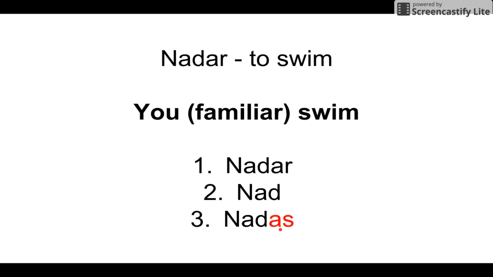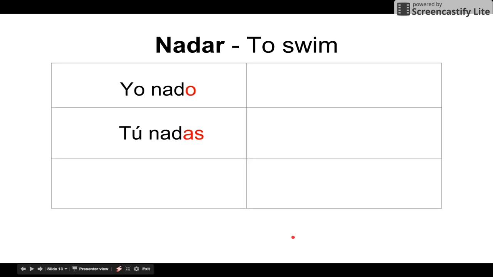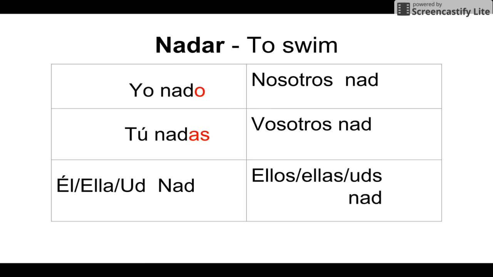You can follow this process all through the chart. We take nadar, and if we wish to say you, the familiar you, swim, we start with nadar, we chop off the AR and we're left with the verb stem, and then we add the appropriate ending, the as ending, so, tú nadas. We can do that for each of these forms. So, él nada, nosotros nadamos, vosotros nadáis, and then ellos nadan. All we're doing here is chopping off the ending and adding the appropriate AR ending onto the verb.